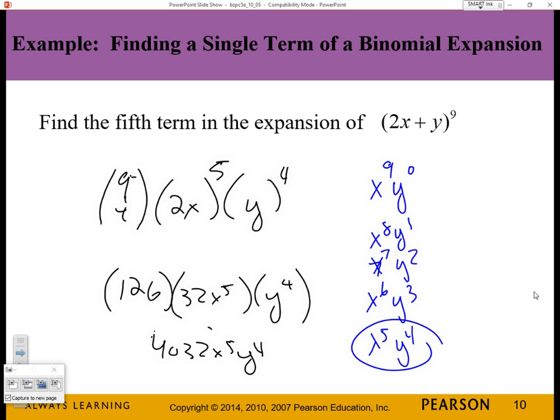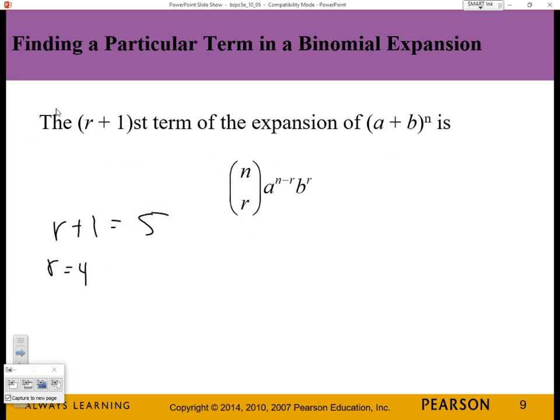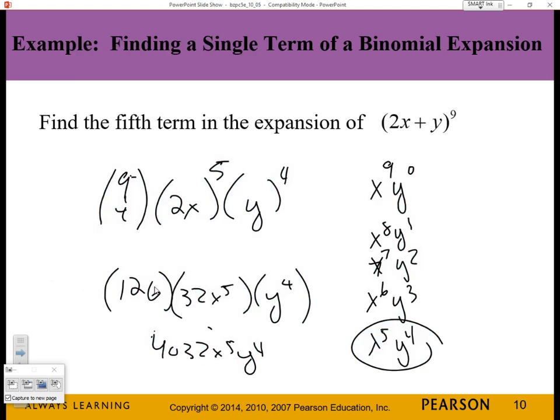I've got another question. Did you just do 126 times 32? Yeah. Here's the rule right there. If it's the r plus 1 term, r plus 1 should be 5, right? It's the 5th term. Then I'm going to solve this, which means r is equal to 4. And then we just plug stuff in there. Is it the same if we do 126 times y to the 4th and then have the x? Yeah, 126 times y to the 4th times this one. Doesn't matter how you multiply this.